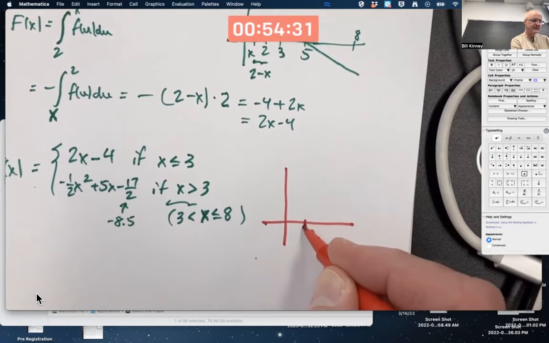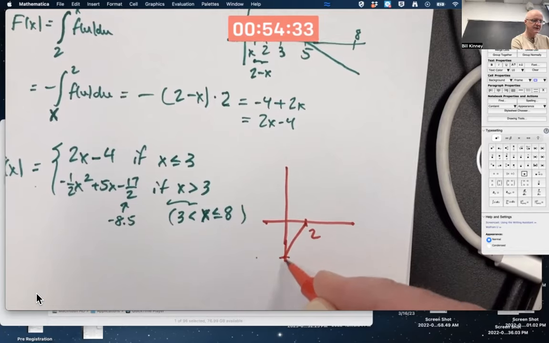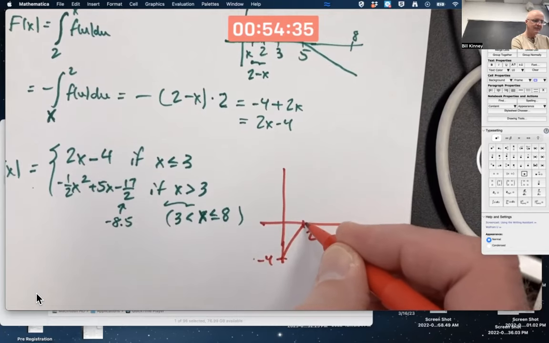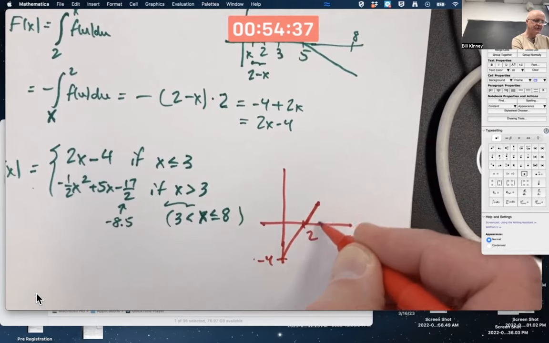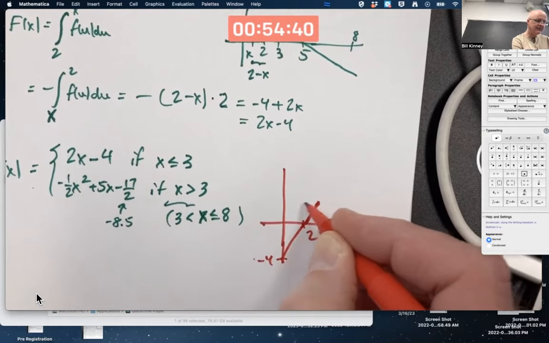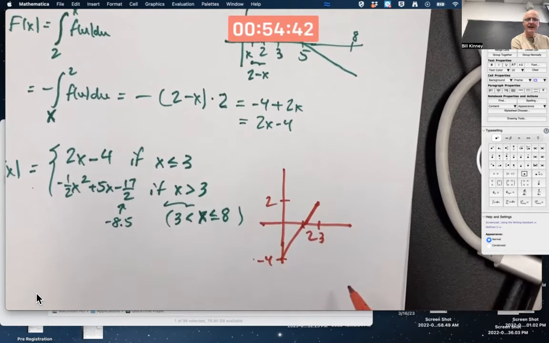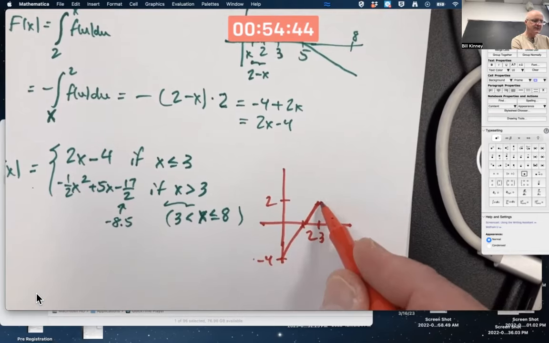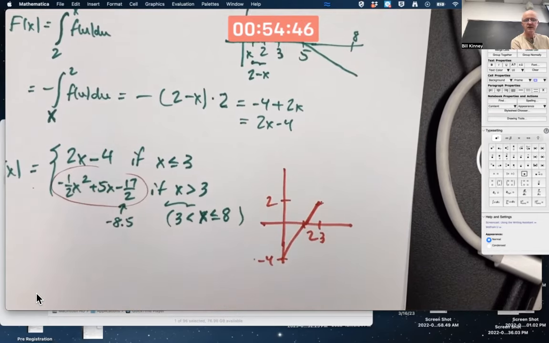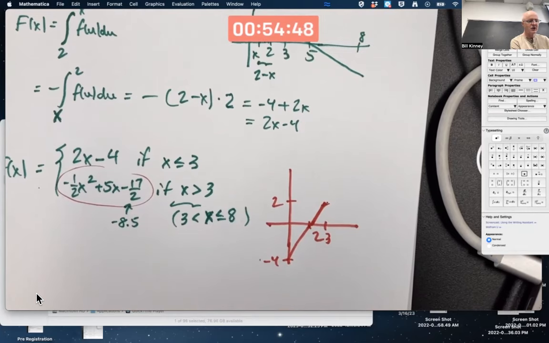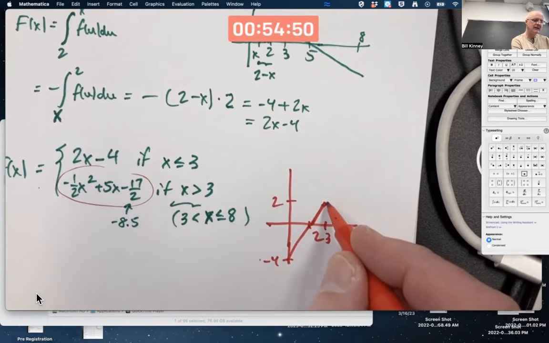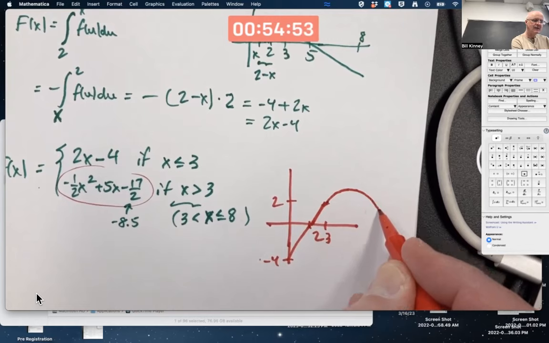The rest of the graph looks about like this. The slope here is 2, so this has to be negative 4. It has to continue going up with the slope of 2 until you get to x equals 3. And this is 2 right there. And then once you reach x equals 3, the graph becomes an upside down parabola. And it turns out if you graph this parabola, it'll look about like this.